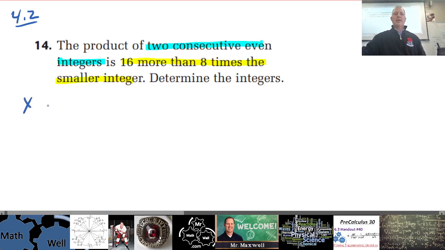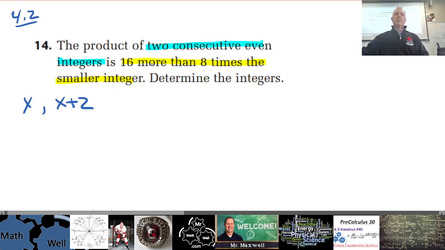If x and y are two consecutive even integers, what is y in terms of x? Yes, okay, so if the first integer is x, the next even one, and consecutive means one right after the other, would be x plus 2. You guys see that? Okay. So those are our two quantities in terms of one variable, which is exactly what we want.